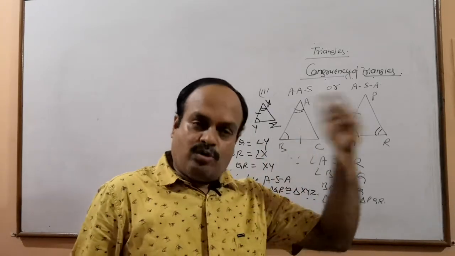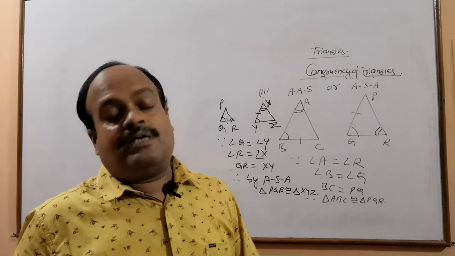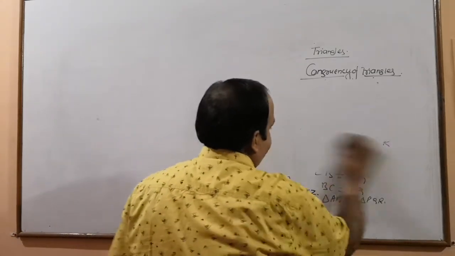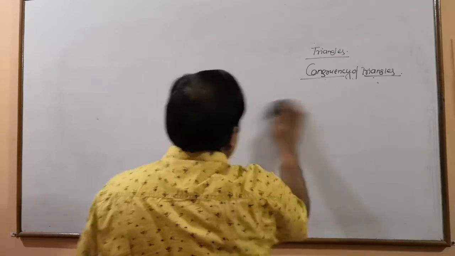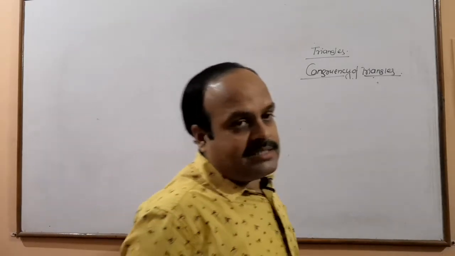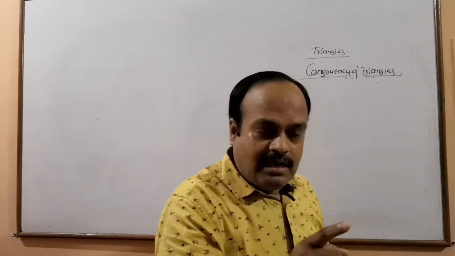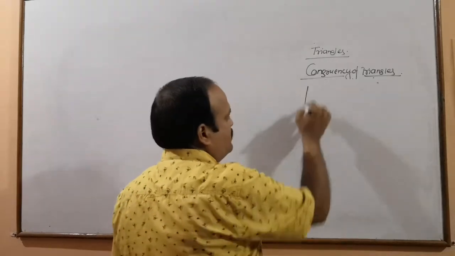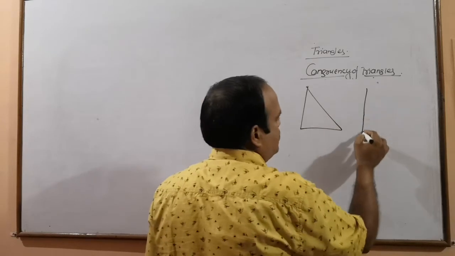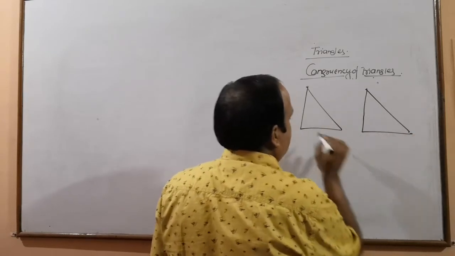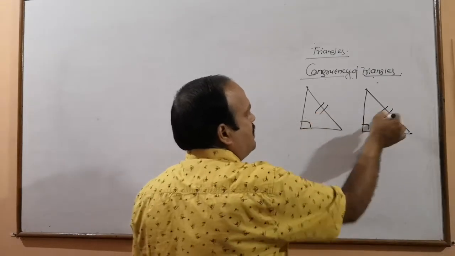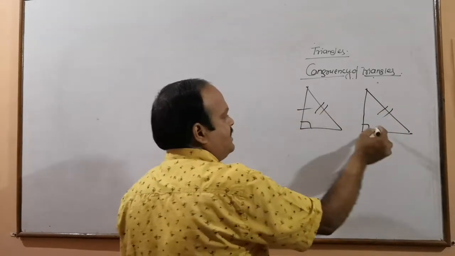Now I am going to the fourth test for the congruency of the triangles, and that is RHS. RHS stands for right angle, hypotenuse and one side. So let's have two right angle triangles. Let us say that the hypotenuses are equal and one side is equal.